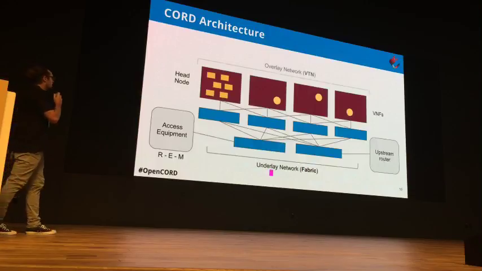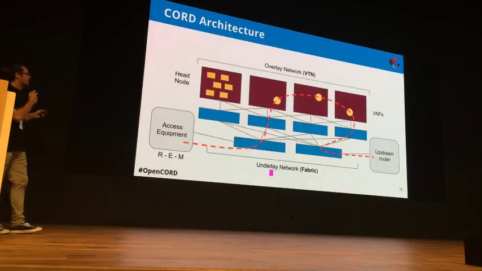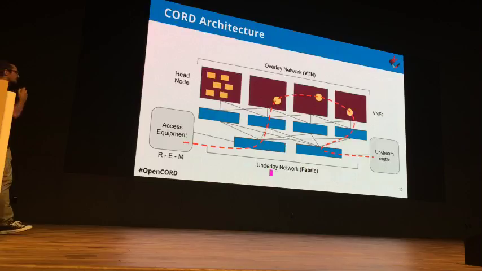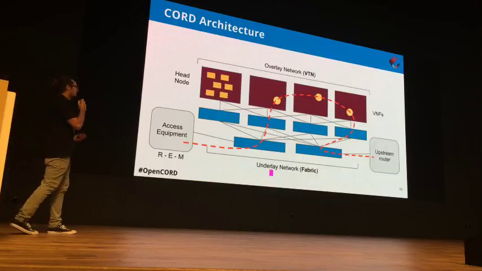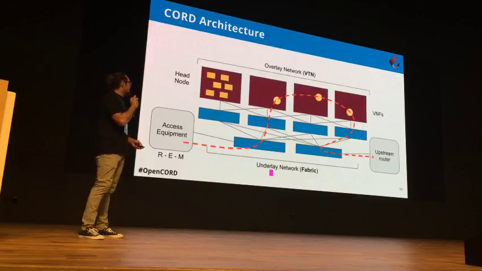On top of this, we have an overlay network based on virtual tenant networks and provided by ONOS that is giving end-to-end connectivity to our subscriber. I'm not going to spend a lot of time on this, because Charles is going to extensively explain this in the next talk.